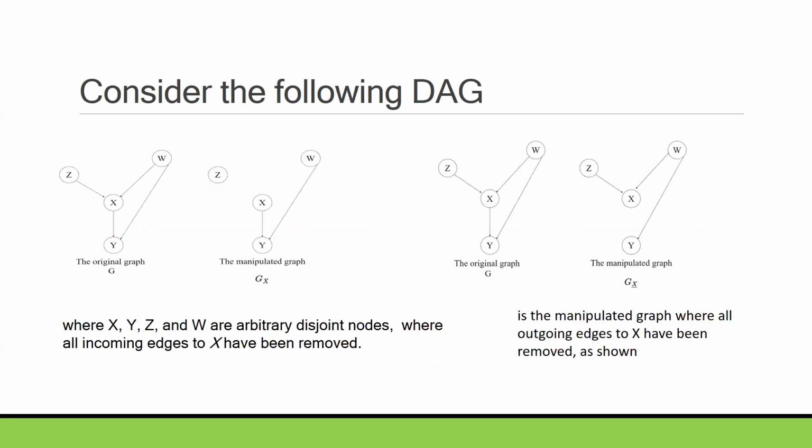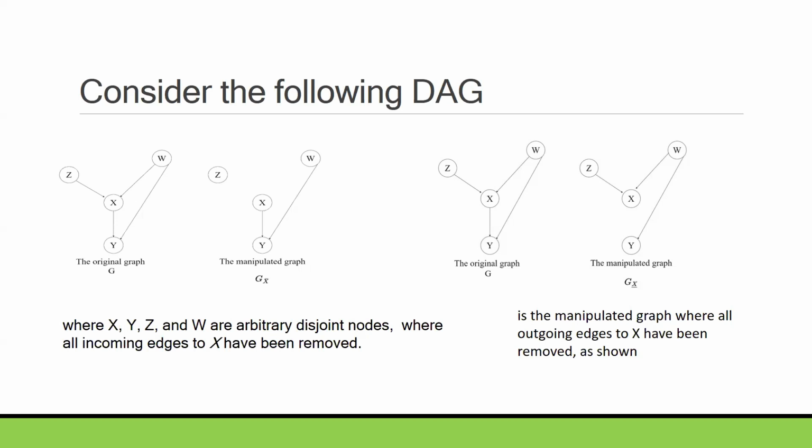Okay, so to understand this do operator, let's get some understanding of the mathematical notation, to understand the phenomena. This is the original graph. Z, W, X are arbitrary variables, or our variables of interest. This is the original graph. When you read G X-bar, the X-bar is saying all incoming edges directing to X are removed.